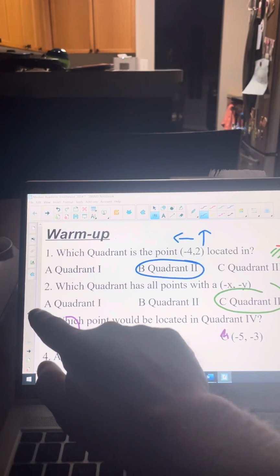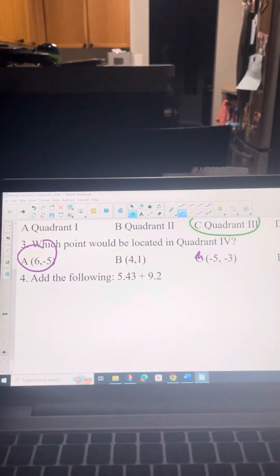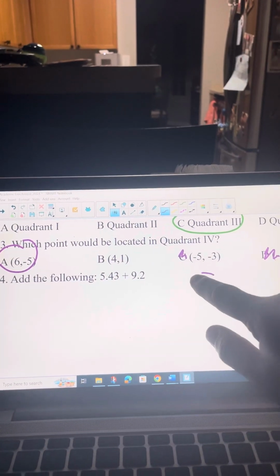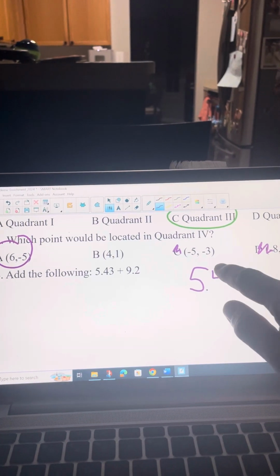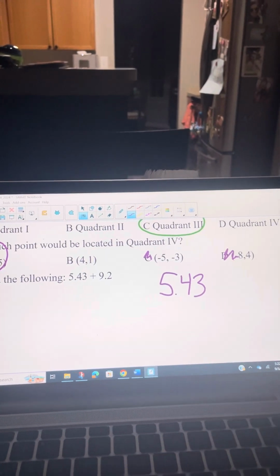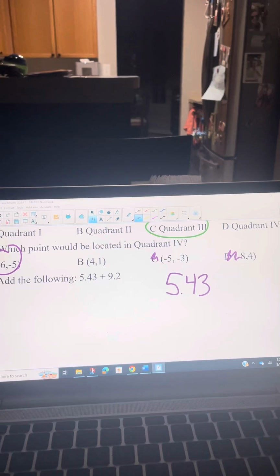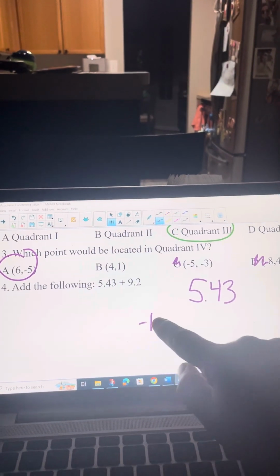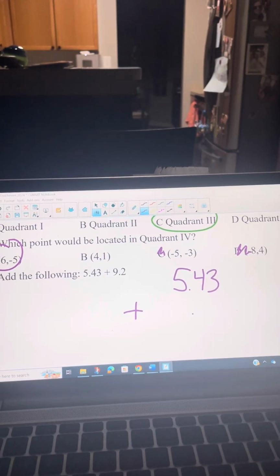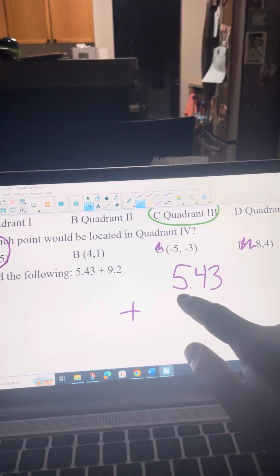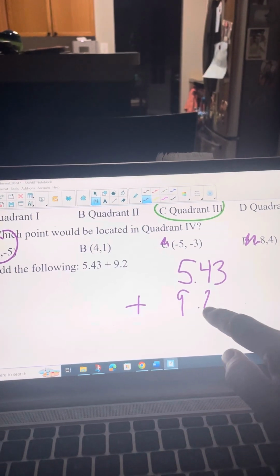Fourth question, add the following. When you add decimals, the most important thing is that your decimal places are lined up. So you write the first number, which is 5.43. You write the decimal of the second number, and then you plug the other numbers in. So that's what you have to start.